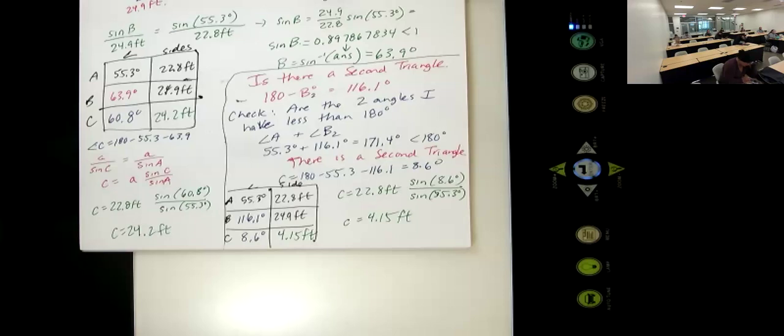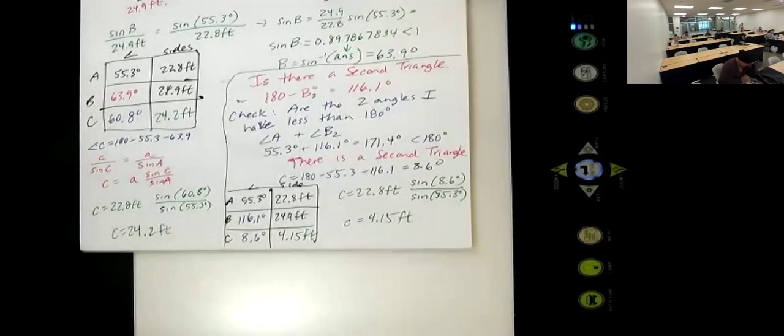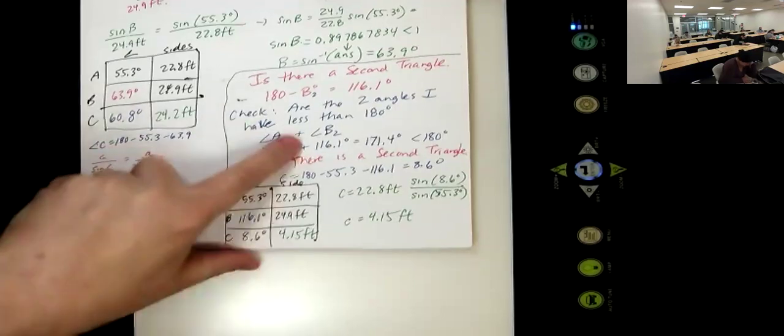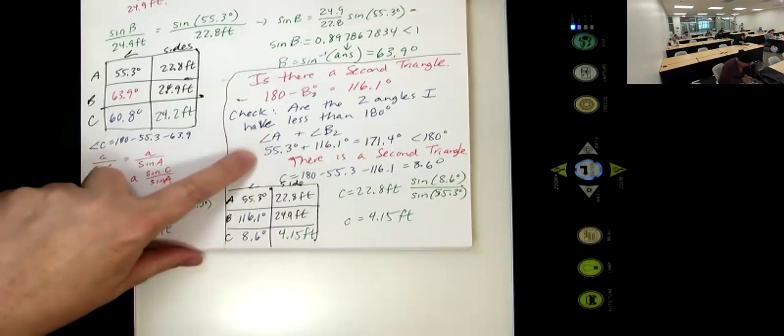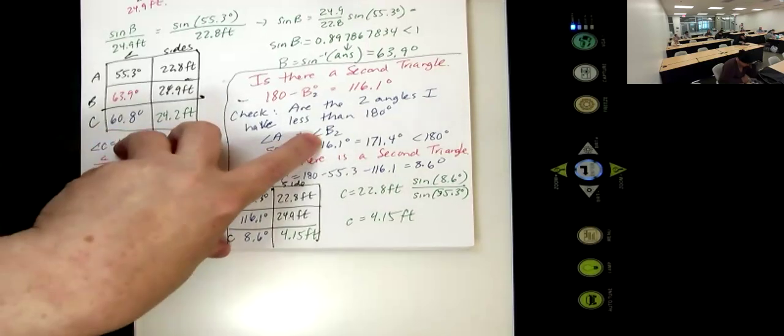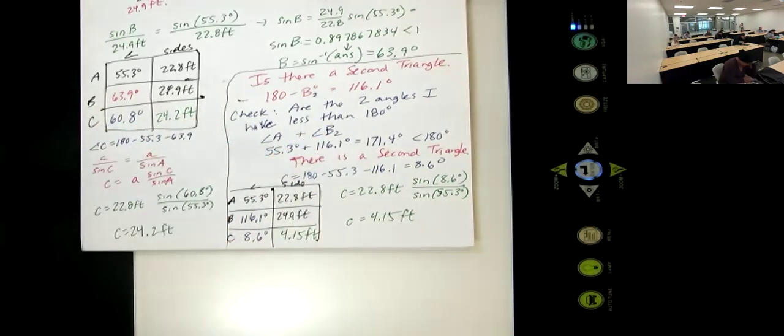That's another walkthrough of doing this, because this is the harder scenario where there's two triangles. You just have to check to see: if I make another angle B, can I still have a triangle? Angles have to add to 180, and if A and your second B are over 180 already, that triangle doesn't exist.